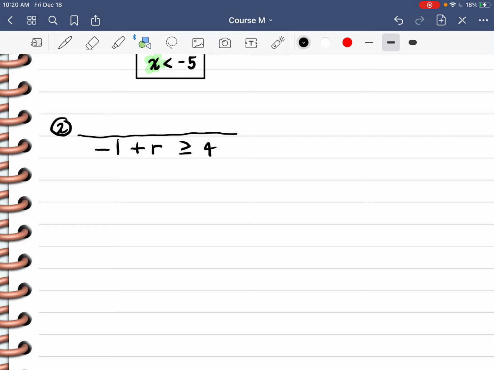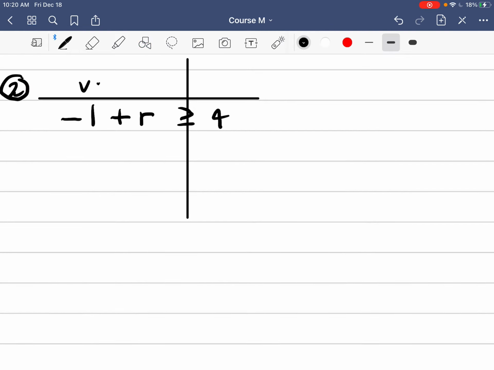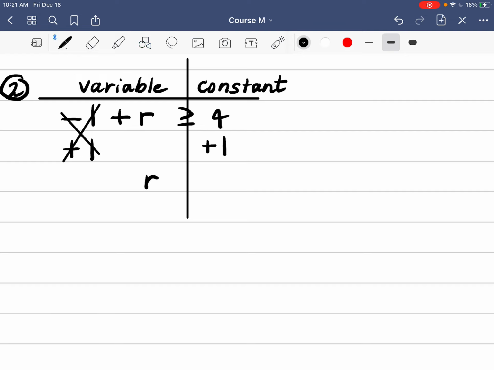So I'm going to draw my power t just like we always do. And I'm going to decide which side is variable and which side is constant. And then I'll ask myself what needs to move. Well, the 4 is constant, the r is variable, but this 1 needs to move. So let's move it over here with the variables and cancel and copy.